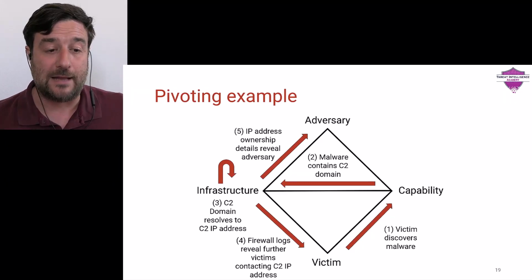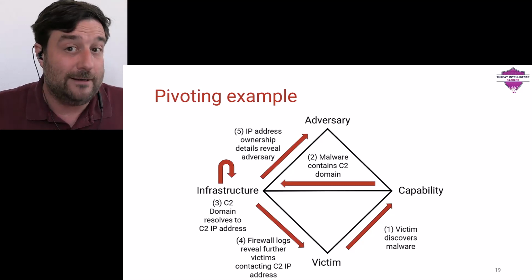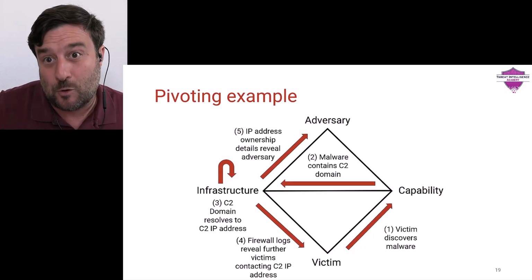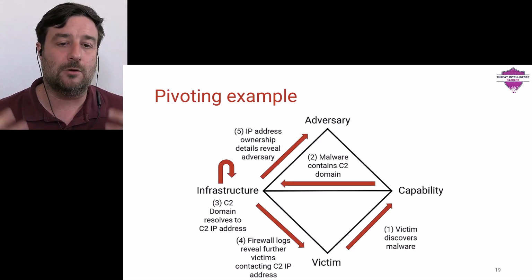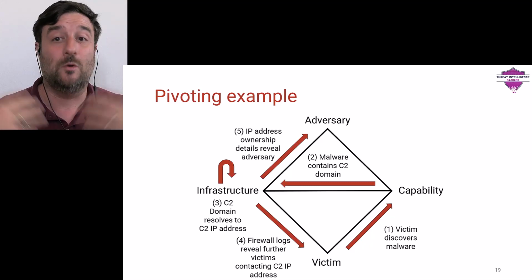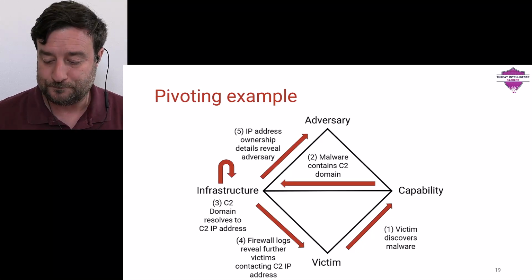So this is an example of how you can move from one point of the diamond to others. And again, all from a victim perspective. This one starts with the victim and ends with the victim. We can just ask other people questions. Your intelligence collection doesn't have to be limited to what you yourself can see. You can always leverage other people's knowledge and visibility around the world as well.